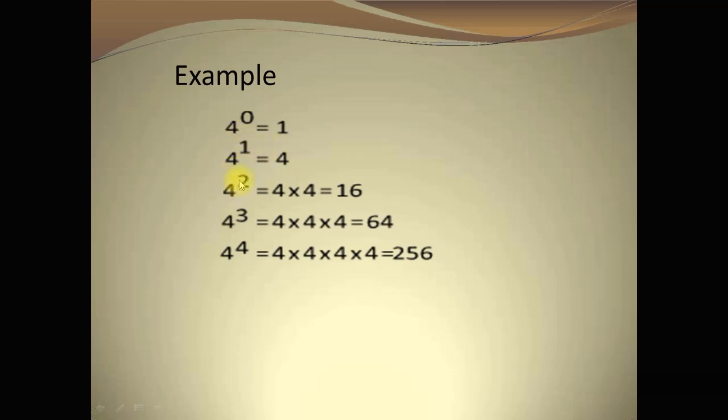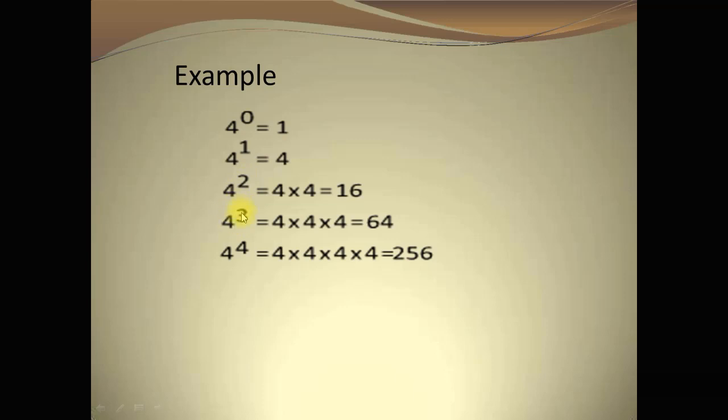Similarly, 4 power 2 means 4 multiplied by 4, which is equal to 16. 16 is the value of this exponential form. 4 power 2 is also called an exponential form, and 16 is its value. In this exponential form 4 is the base and 2 is the power.